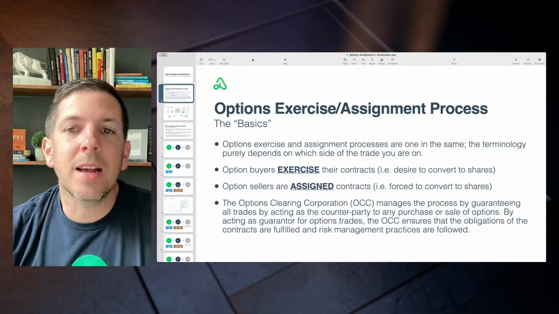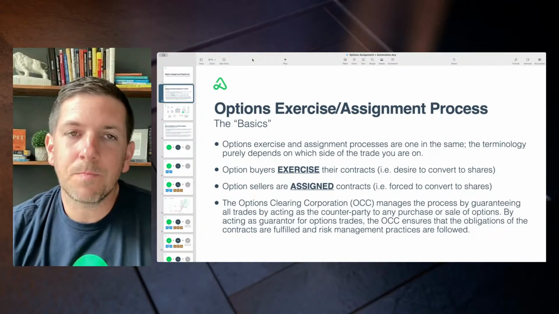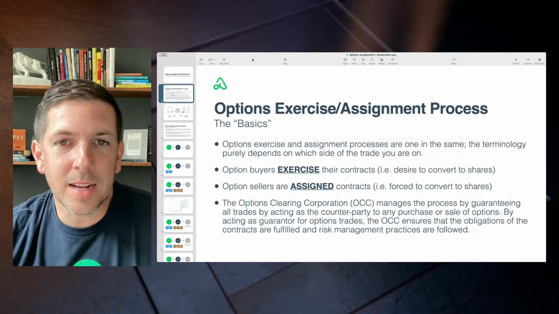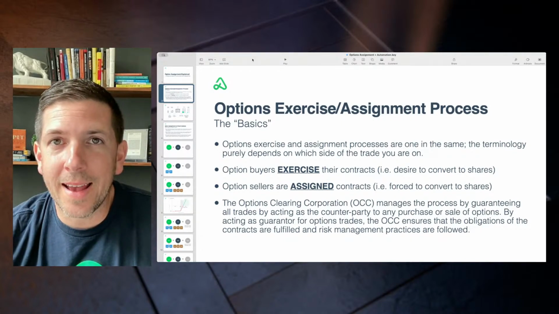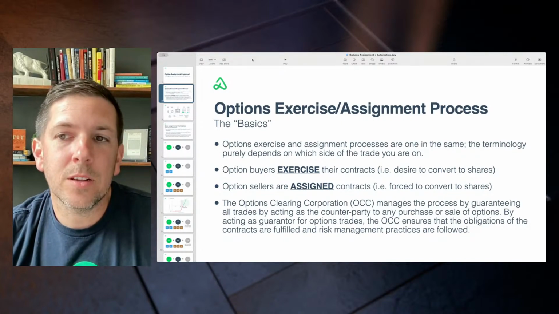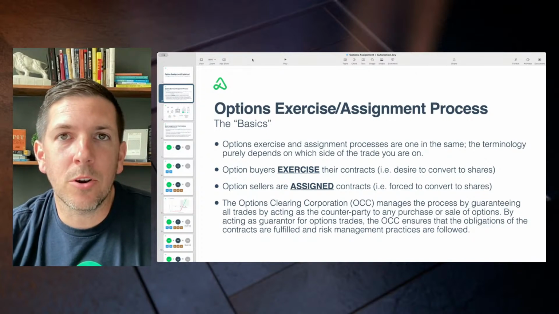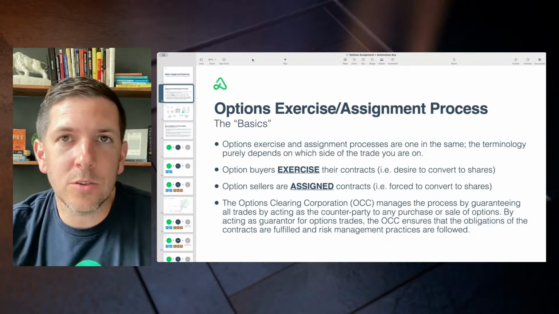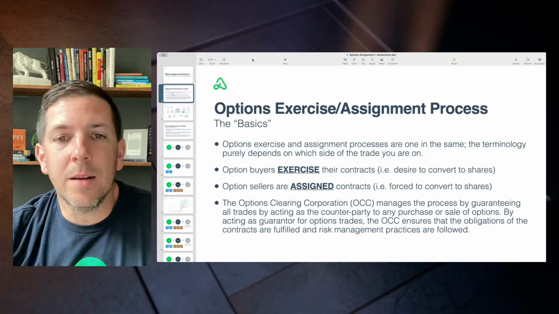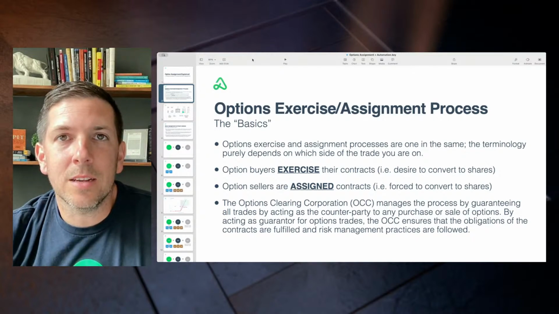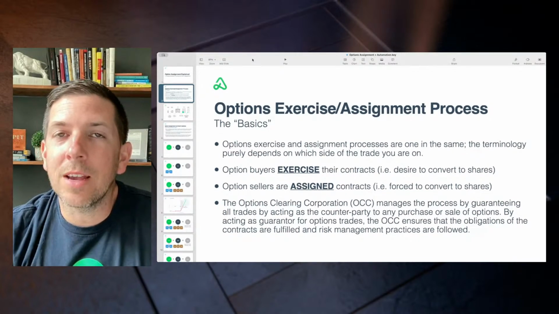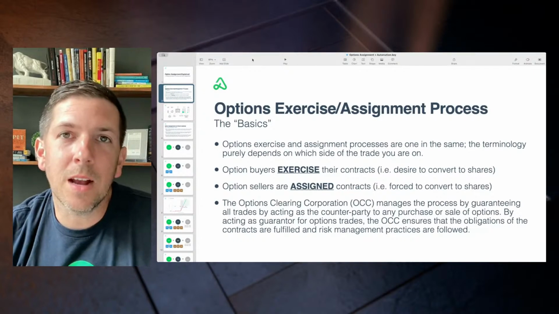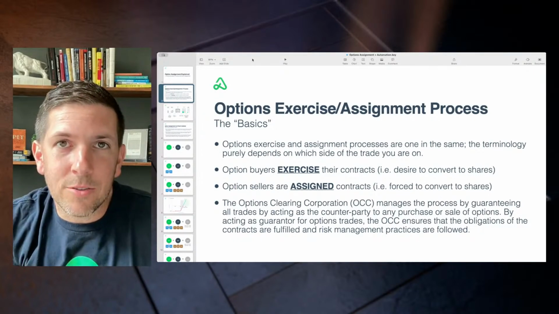So option buyers exercise their contracts. That's the right they got when they bought those option contracts. They can exercise those contracts. So their desire is going to be to convert their option contract into physical shares. And then option sellers are assigned. When an option seller is assigned, remember, an option seller is giving up their right and accepting an obligation of assignment later in the future.